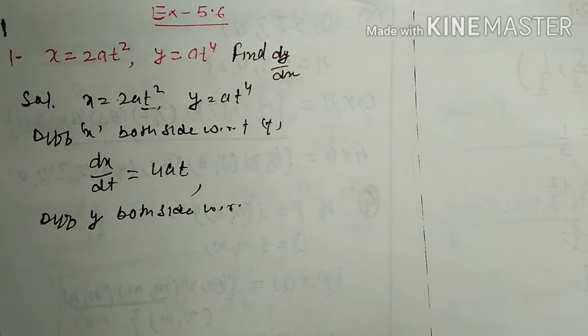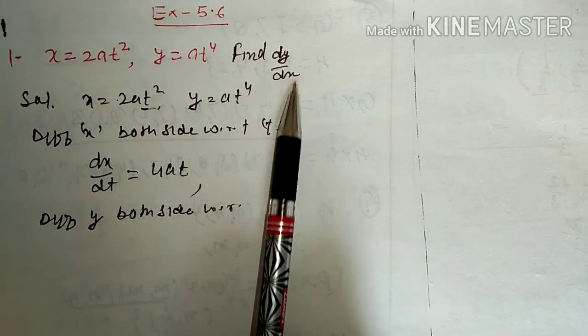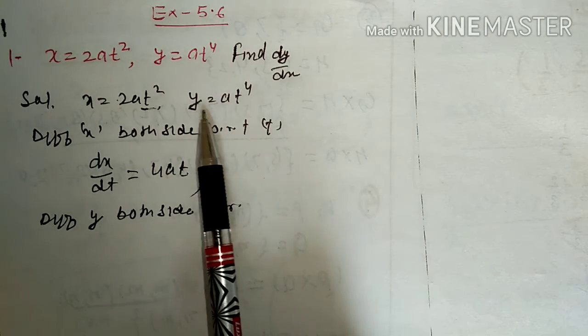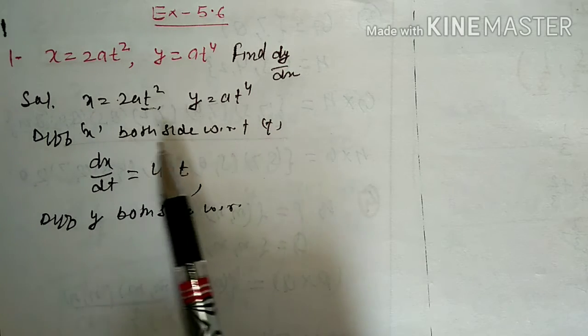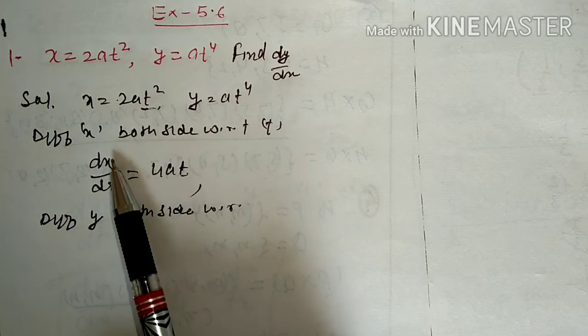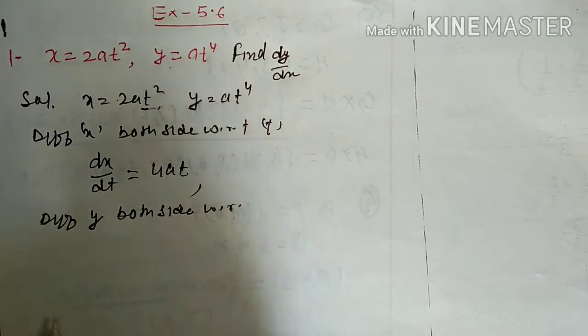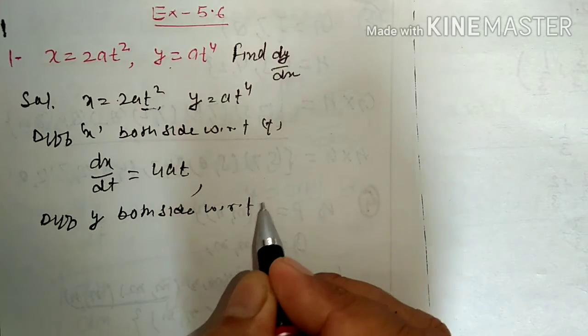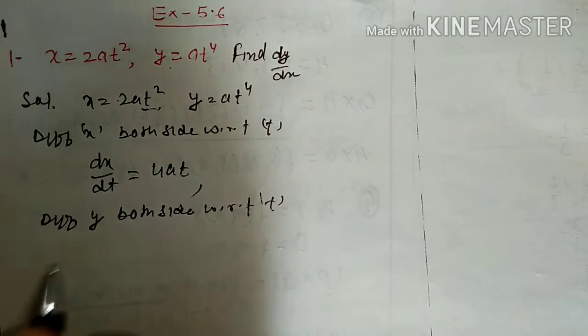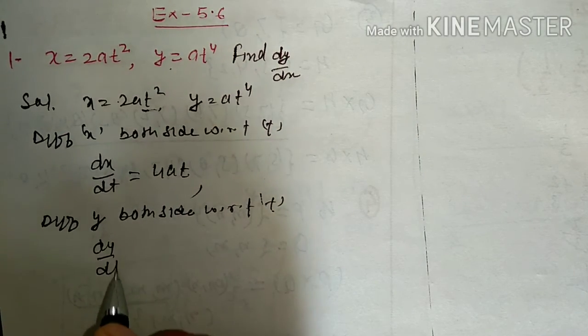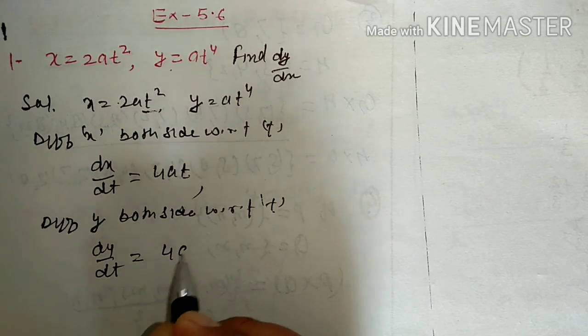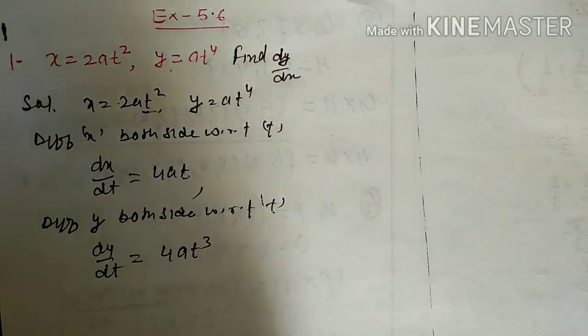Now in class 12th maths exercise 5.6, we have question number 1. We are given x is equal to at square, y is equal to at to the power 4, and we have to find dy upon dx. Differentiating x both sides with respect to t, dx upon dt is equal to 2at. Differentiating y with respect to t again, we get dy upon dt is equal to 4at to the power 3. Clear?